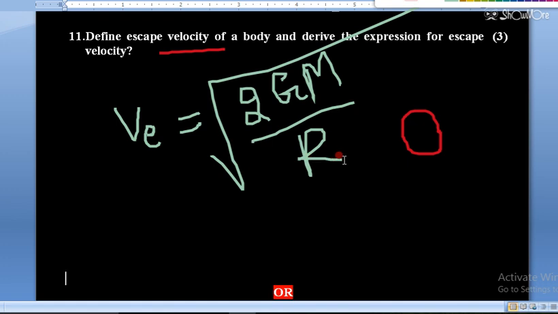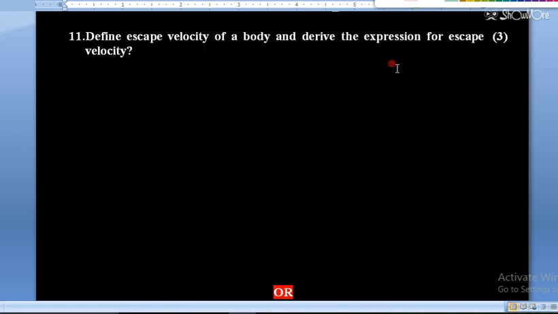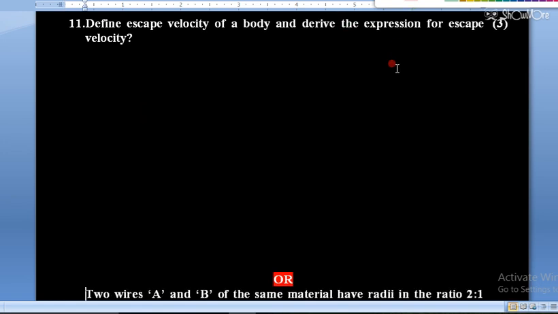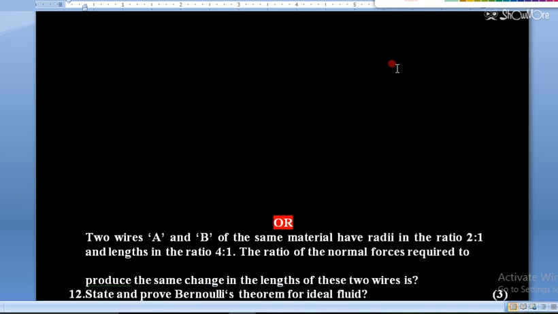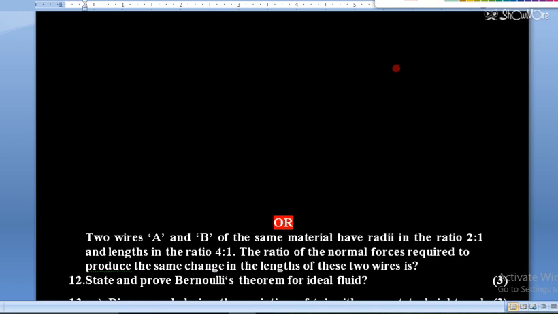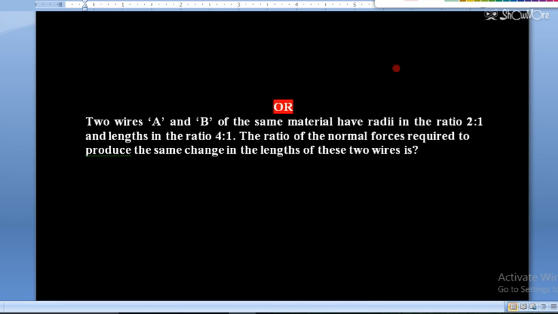You will have to do this derivation. You can do it with the help of gravitational potential energy. So the escape velocity question is there. This question was asked from gravitation. Then the next question, forces: state and prove Bernoulli's theorem.